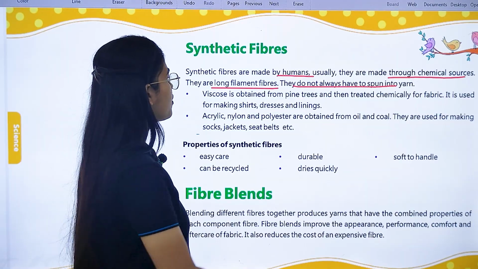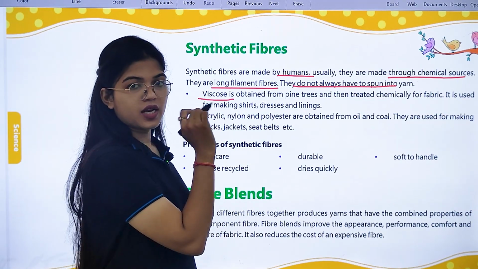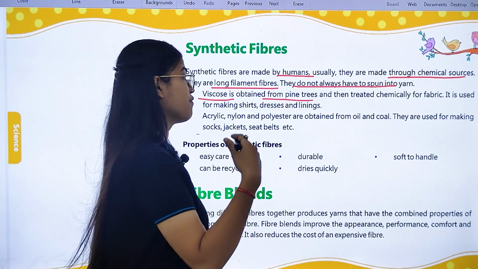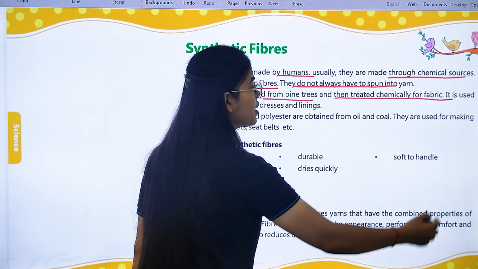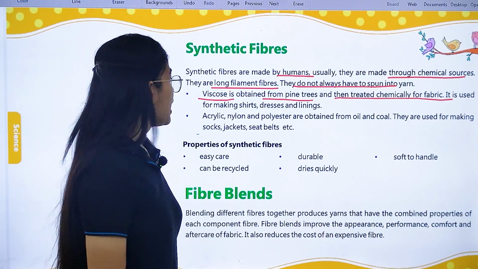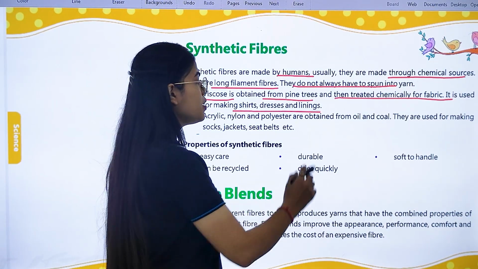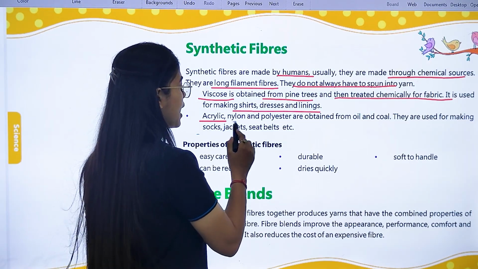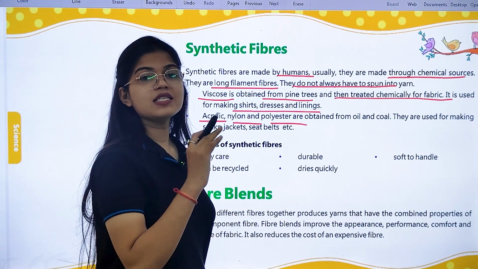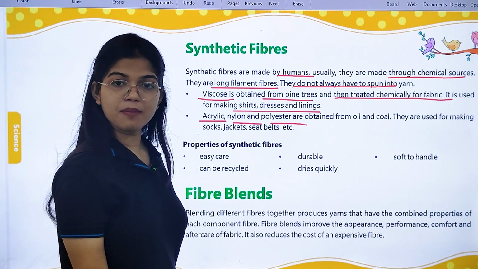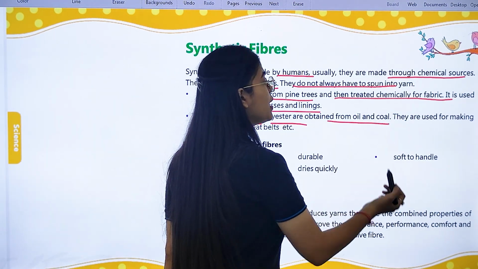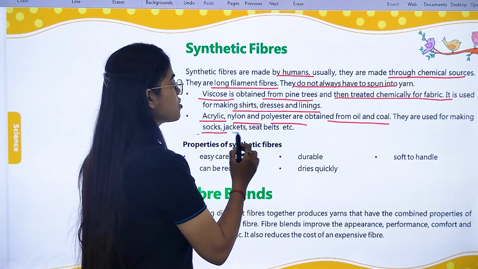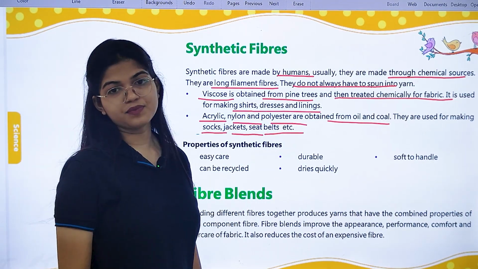Now, some examples they have given you, like viscose. This is a fiber which we get from pine trees, but after that, it is chemically treated for making fabric. And then it is used for making shirts, dresses and linens. Next we have acrylic, nylon, polyester. All these are artificial or synthetic fibers which we obtain from oil and coal. And these are used for making socks, jackets, seat belts, etc.